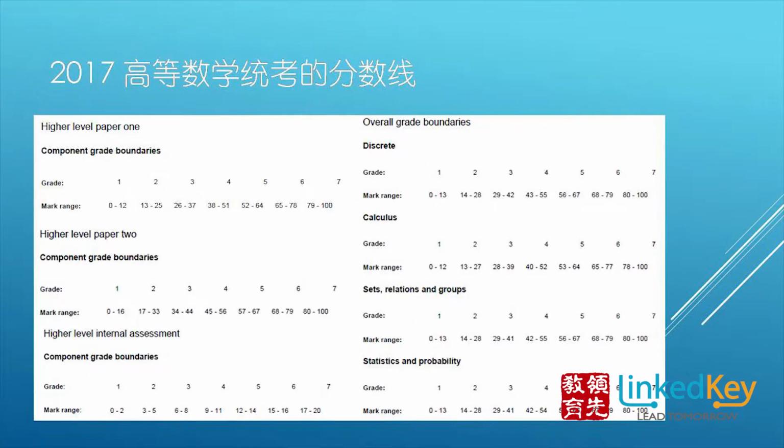Anyway, if you're doing HL math, then you actually have 3 papers. So paper 1 and paper 2. If you look at the boundary, it's actually higher. If you want to achieve a level 7, you need to be 79% and above. The setup for level 7 is actually higher. And on top of that, HL content is more difficult, and quantity or content-wise, it is more.